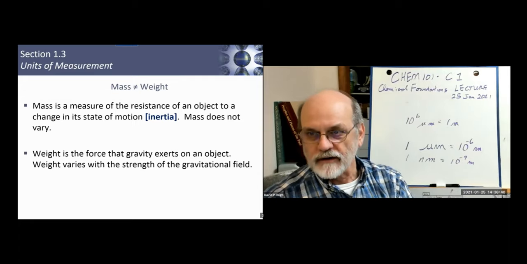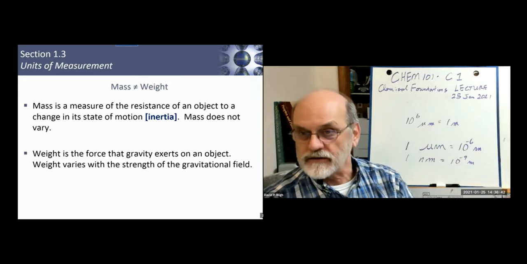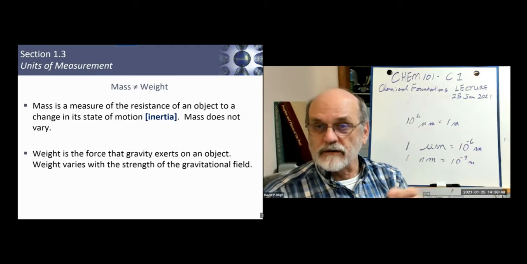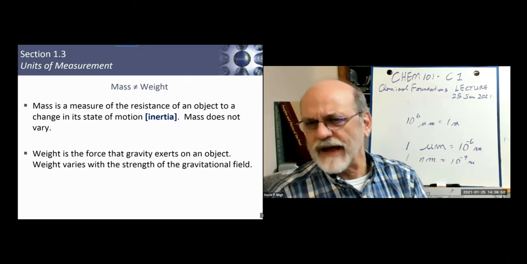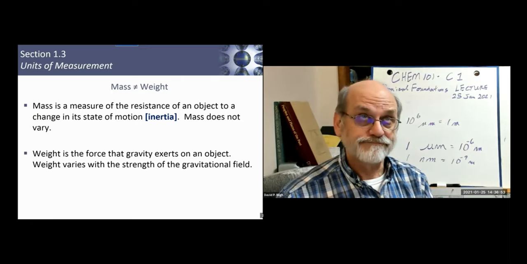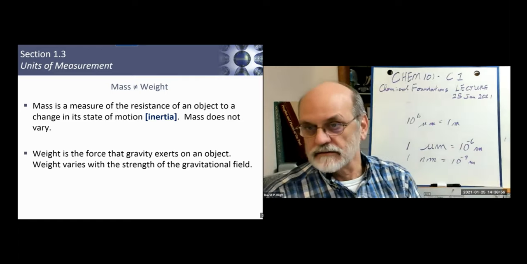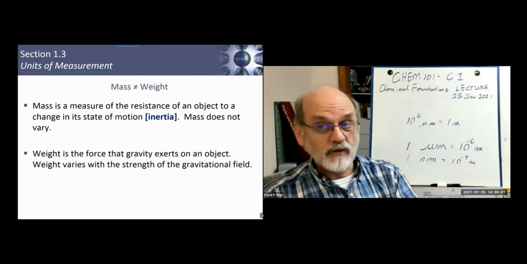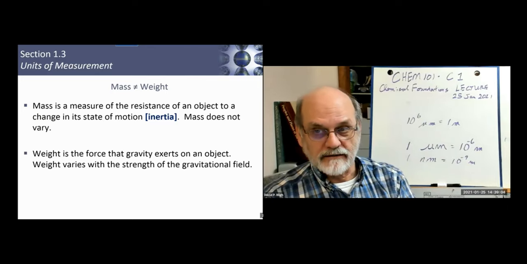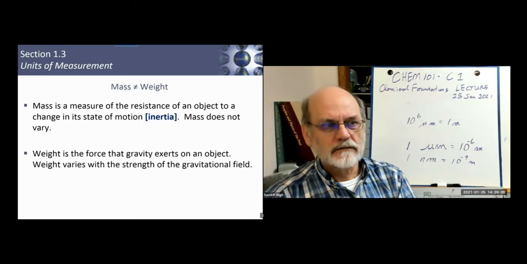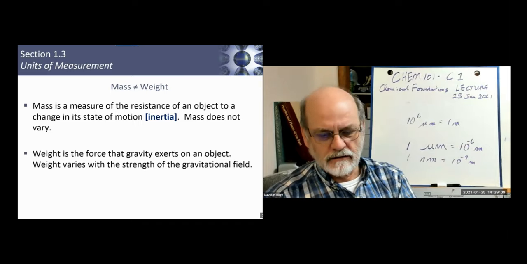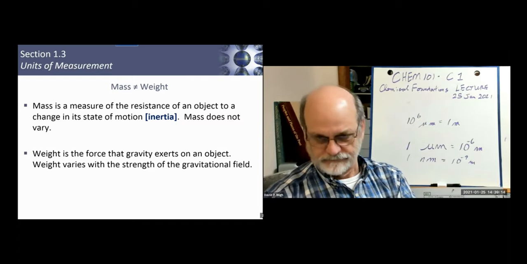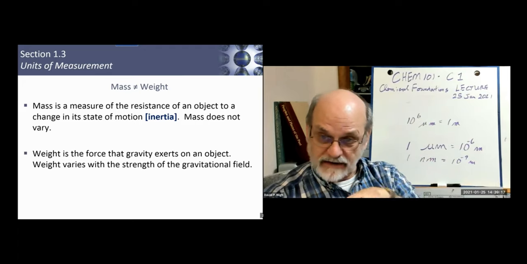So on the Earth, I may weigh 200 pounds. But on the moon, that 200 pounds may be 90 kilograms. On the moon, I'd still be 90 kilograms, but I wouldn't weigh 200 pounds. I'd weigh closer to maybe 33 pounds, something like that. So there's a difference between mass and weight.